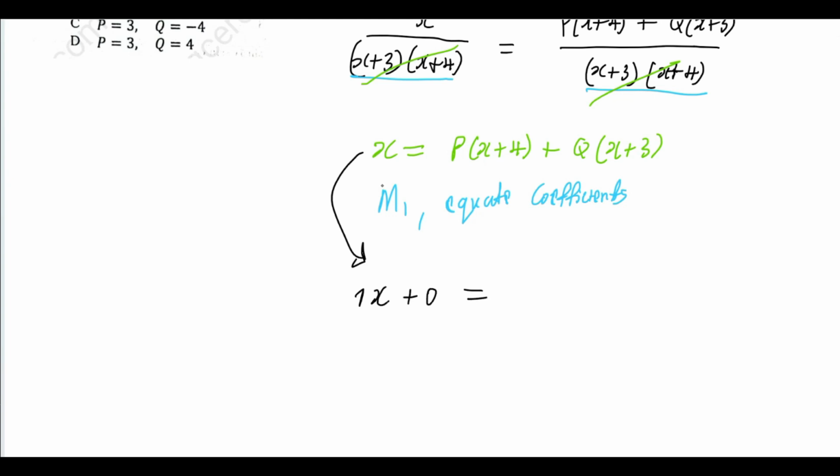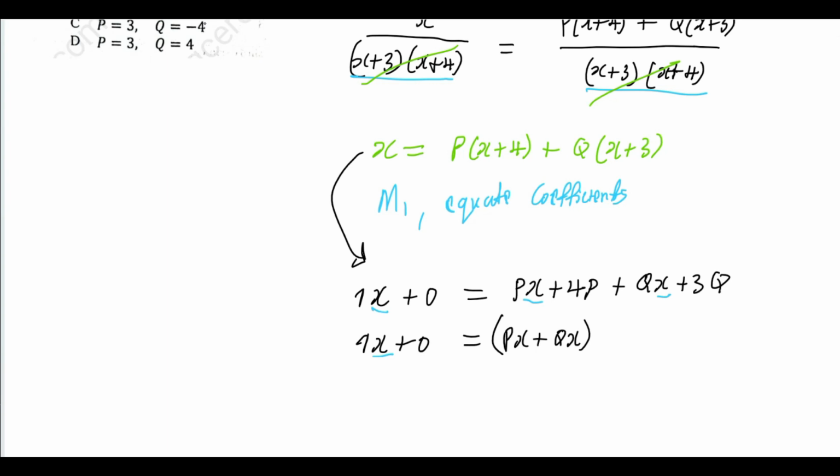to be equal to, we can express this as px plus 4p, and we can express this as plus qx plus 3q. Notice what I'm trying to do. 1x plus 0 to be equal to, we notice there is an x here, there is an x here, and there is also an x here. So meaning that we can write this as px plus qx.